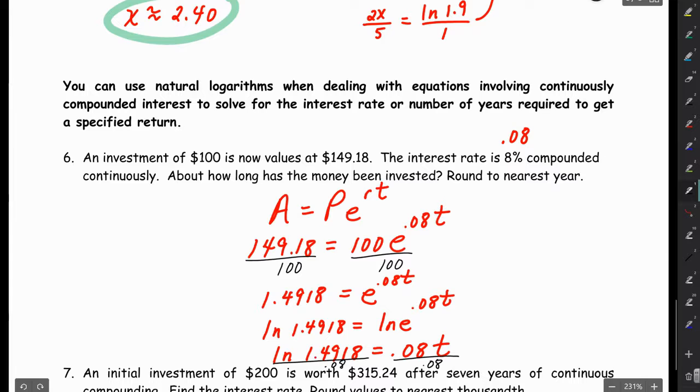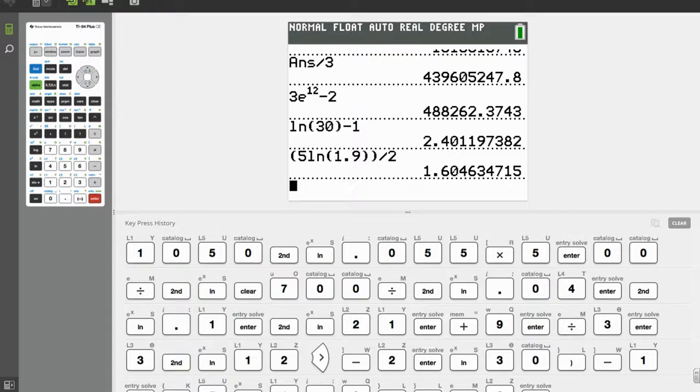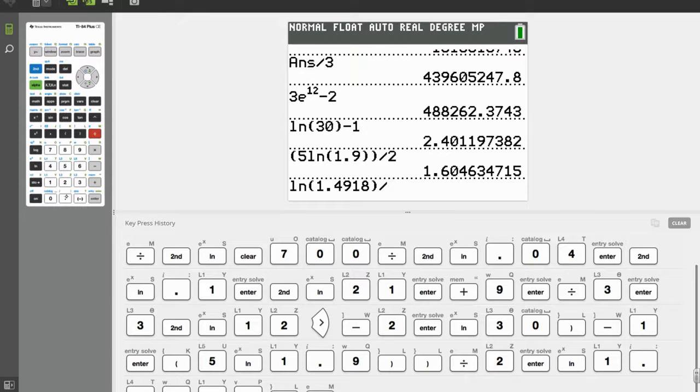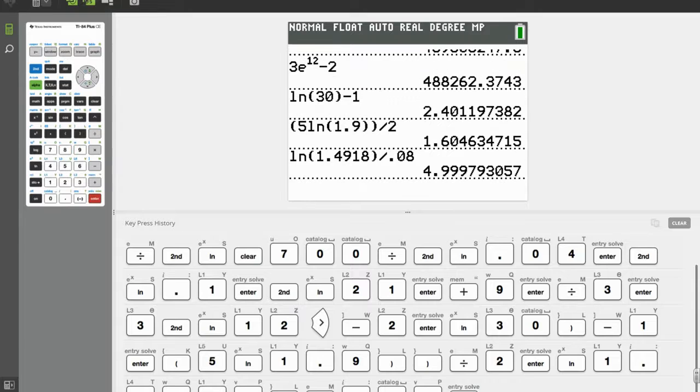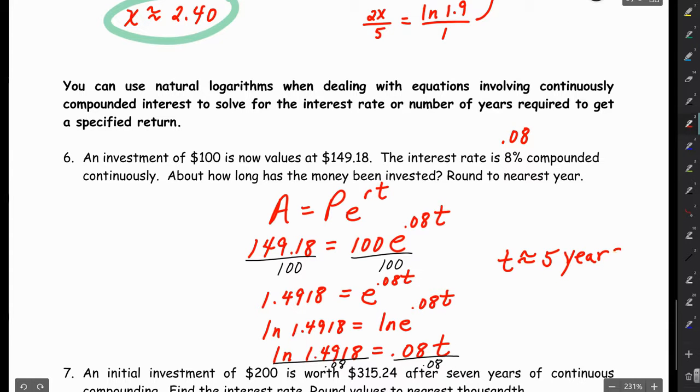All right, let's put that in the calculator. And we're looking to round how many years to the nearest year. And so in this case, we have approximately 5 years.